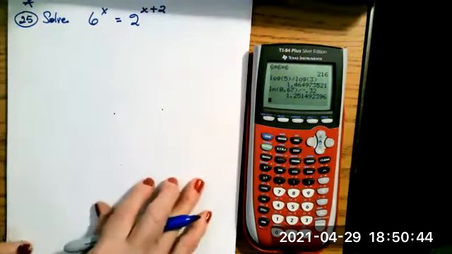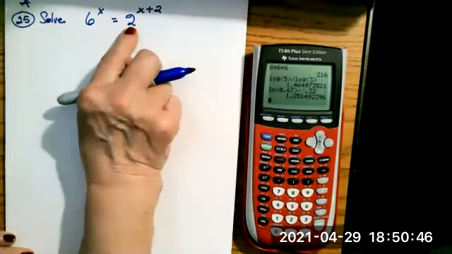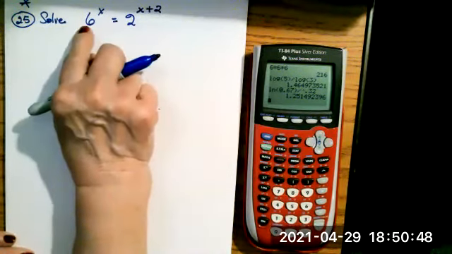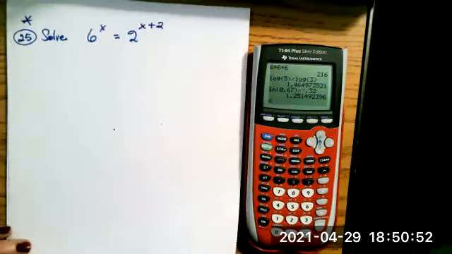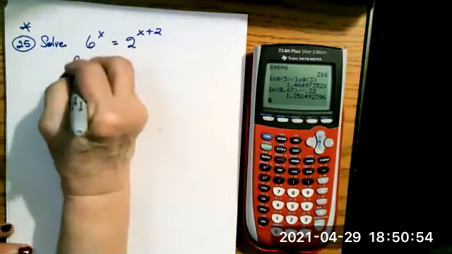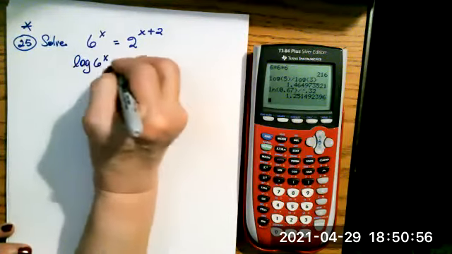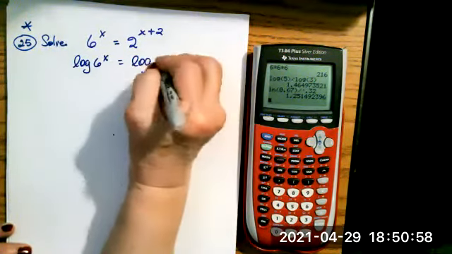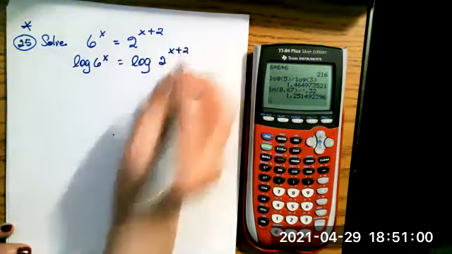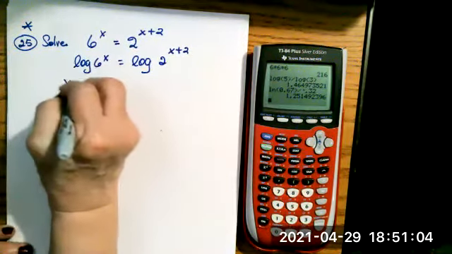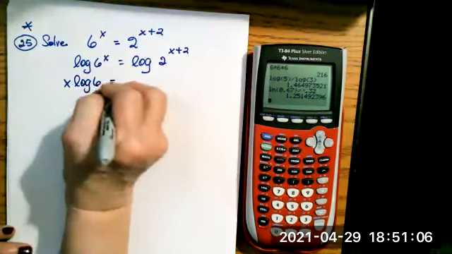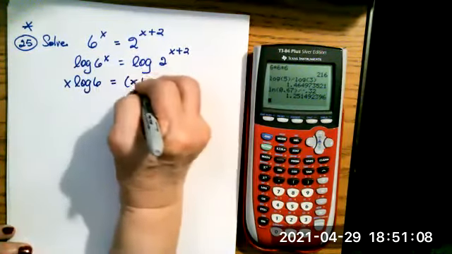Okay. Well, I can't move the x any slower, but I can raise it to some power to get 6. So I'm going to log both sides. Log 6 to the x equals log 2 to the x plus 2. Now bring those exponents in the front. This side's not so hard. It's this side over here that's hard.